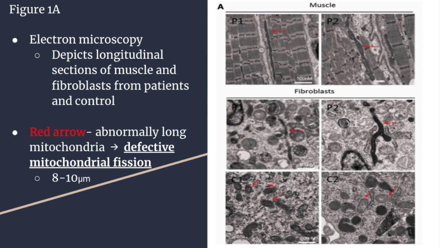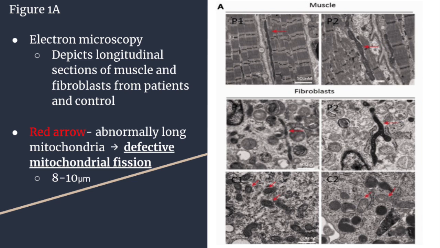Figure 1a depicts images from electron micrographs of longitudinal sections of muscle on the top and fibroblasts on the bottom. These images were taken from samples of the patients and controls observed throughout this study. In the study, light microscopy of the skeletal muscle was shown to have no evidence of fission defects.